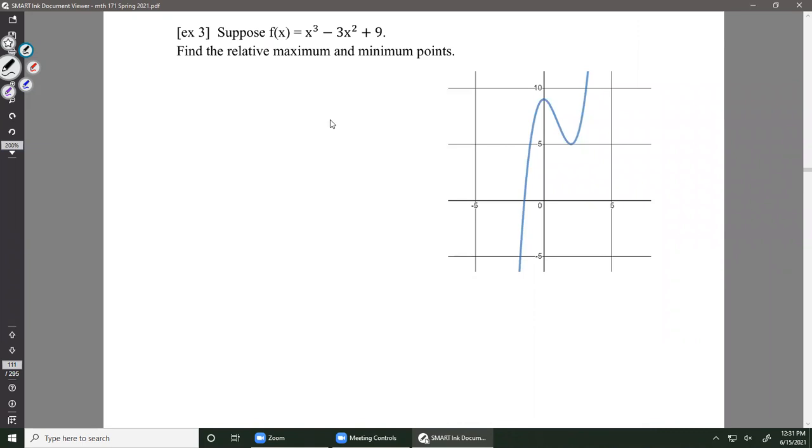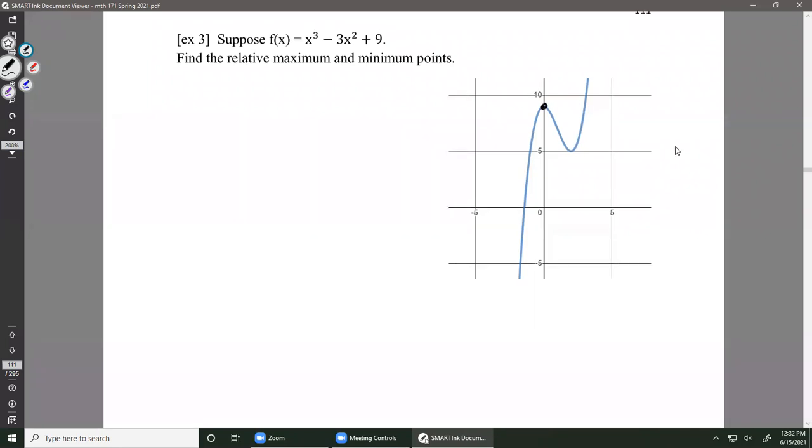Suppose that f of x equals x cubed minus 3x squared plus 9. Find the relative maximum and minimum points. Well, we can kind of see where one of them is. The other one, we know it occurs between 0 and 5, but we don't actually know where. So we want to solve this by calculus. I think on your test, I wrote solve this by calculus.